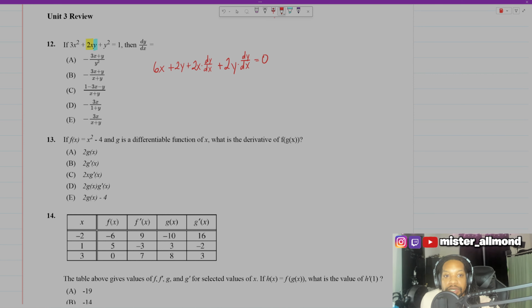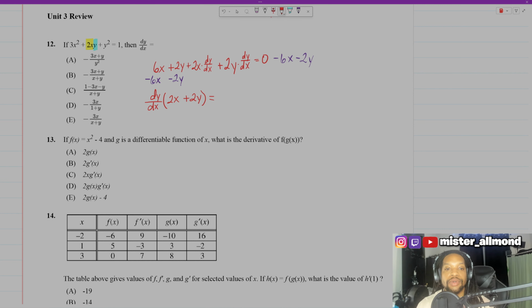All right, so from here, I can just separate my dy dx's from my non-dy dx's. I can subtract my 6x, subtract my 2y from both sides, like so. And then I'm not going to rewrite it. I'm just going to hope that you see that the remaining two terms both have a dy dx in it so that I can factor out a dy dx. That'll be 2x plus 2y.